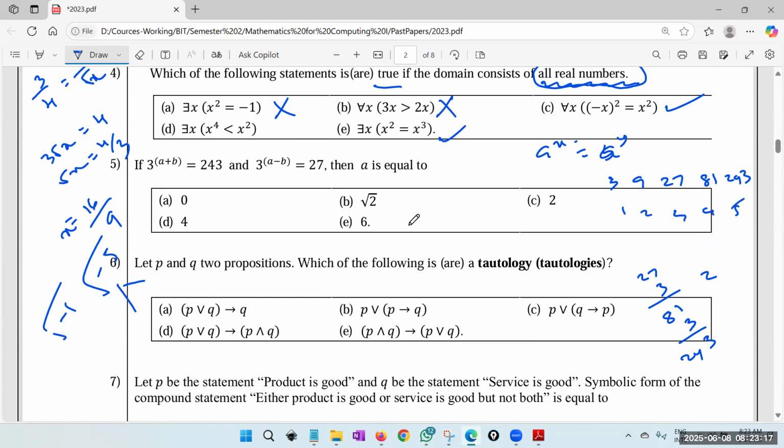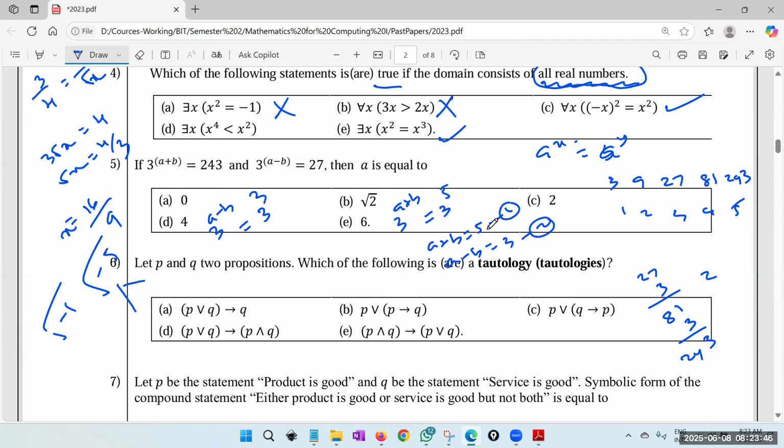So that means 3 to the power a plus b equals 3 to the power 5. That means the base is the same, so the powers must be the same. a plus b equals 5. Second one is obvious. 3 to the power a minus b is 27 means 3 to the power 3. So that means a minus b is 3.